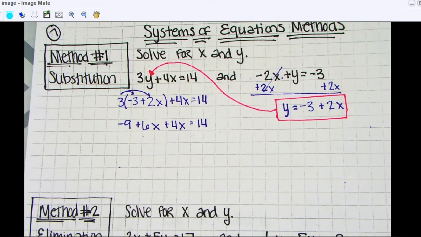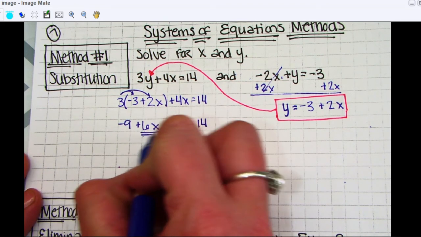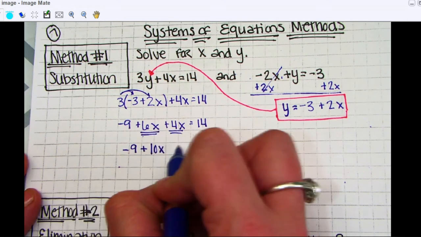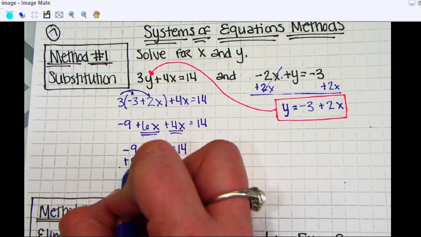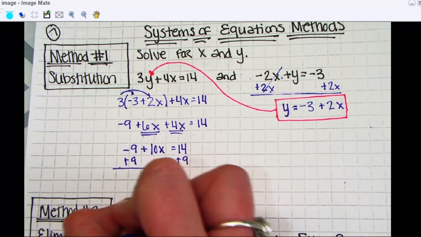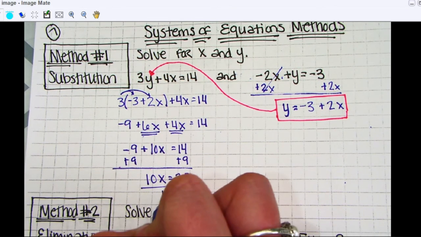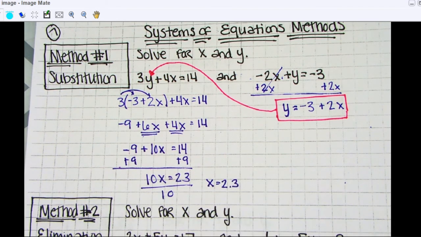You can combine as you go if you wanted to combine right here and write 10x, but I'm going to just save that for right here. So I get 10x, bring down the negative 9, equals 14. Add 9. Again, these problems are not very algebraically challenging. So we divide by 10. We get 2.3. It is completely up to you if you would like to write your answer as a fraction or if you want to write your answer as something different.